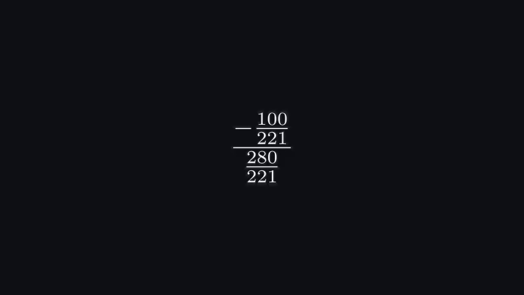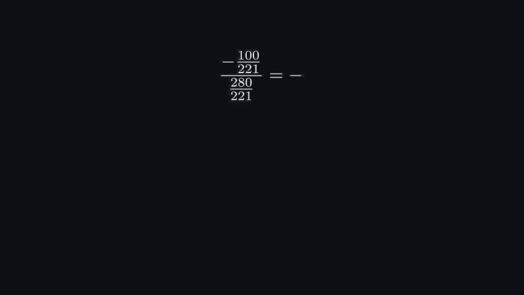So the whole expression becomes minus 100 over 221 divided by 280 over 221. To divide by a fraction, we multiply by its reciprocal. The 221 cancels, and the result simplifies to minus 5 over 14.